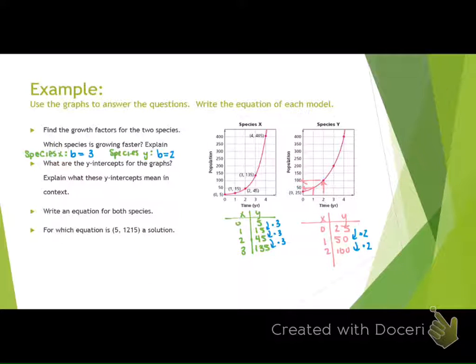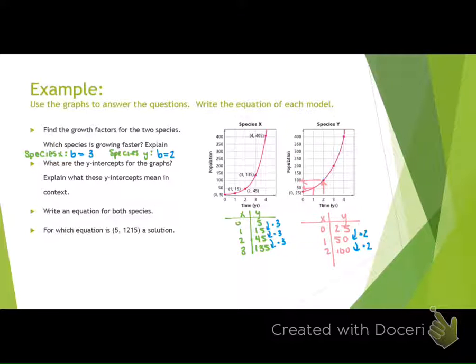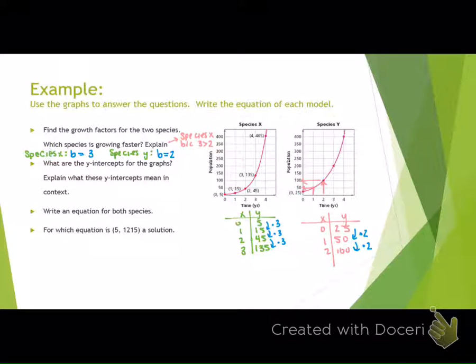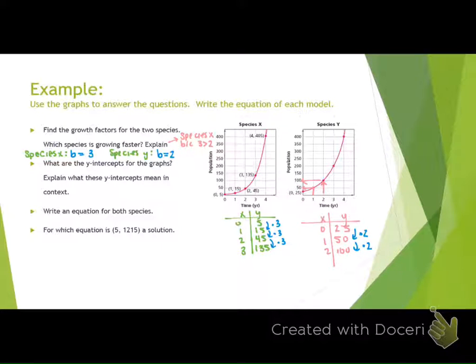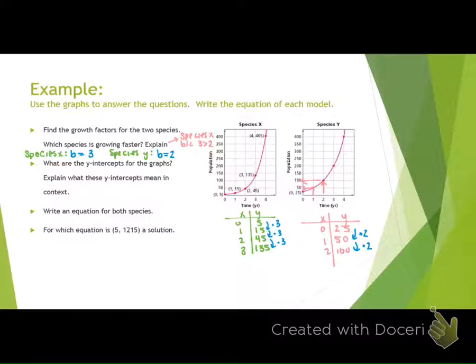So is species X or species Y growing faster? Why are we getting that? Mackenzie, you said species X? Yeah. And why? Because the B value is greater. Yeah, so species X, because 3 is greater than 2, right? The growth factor is greater. So species X is going to grow quicker than species Y, because it's being tripled, and species Y is only being doubled.